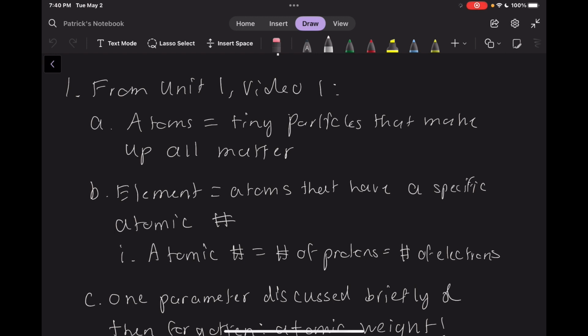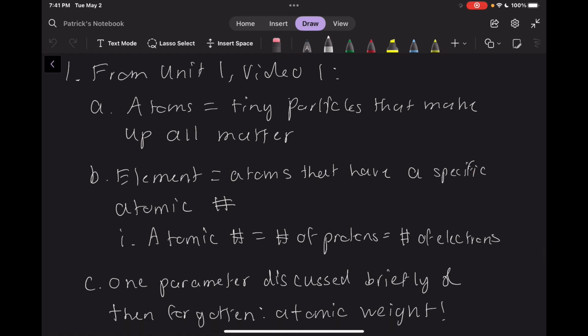Let's begin by reviewing a bit from Unit 1, Video 1. We know that atoms are the tiny particles which comprise all matter. We also know that atoms with the same atomic number are classified into elements, and there are currently 118 known chemical elements. Atomic number, remember, is nothing more than the number of protons, and in ordinary atoms, the number of protons is equal to the number of electrons.